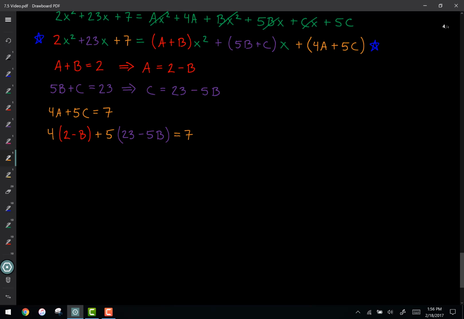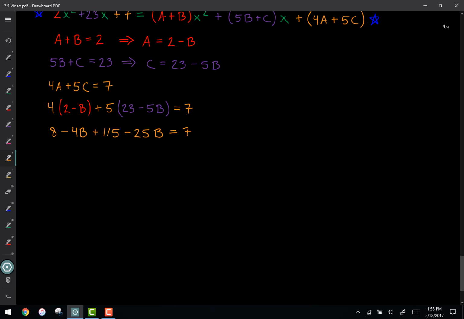Now you have a linear equation. It's linear in b, so you're going to solve for b. So distribute the 4. So we have 8 minus 4b plus distribute the 5. So 5 times 23 is 115 minus 25b. And this equals 7.